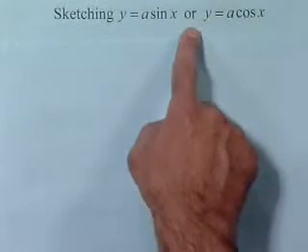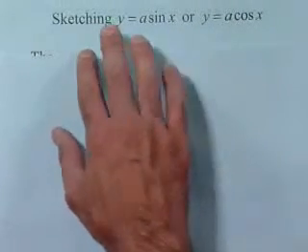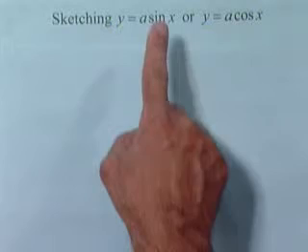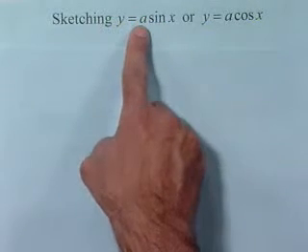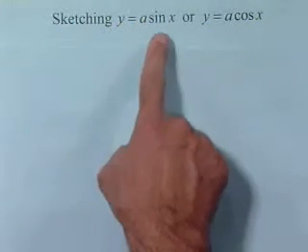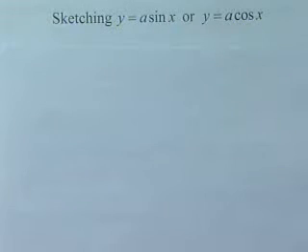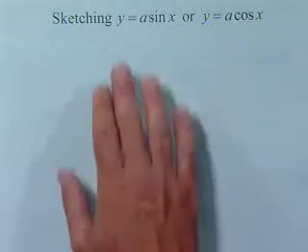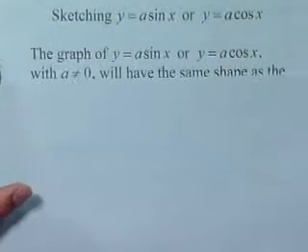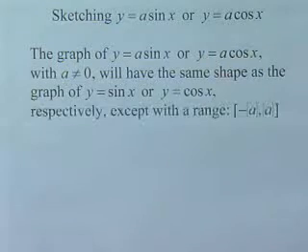Let's sketch sine and cosine functions with an amplitude other than 1. Okay? So we're going to sketch the graphs of y equals a sine x or y equals a cosine x. Remember, amplitude is just the absolute value of a. So if a was 7, we're going to graph a sine function with an amplitude of 7. We'll investigate what that means here in a moment. All right. So let's figure out what these graphs are going to look like.